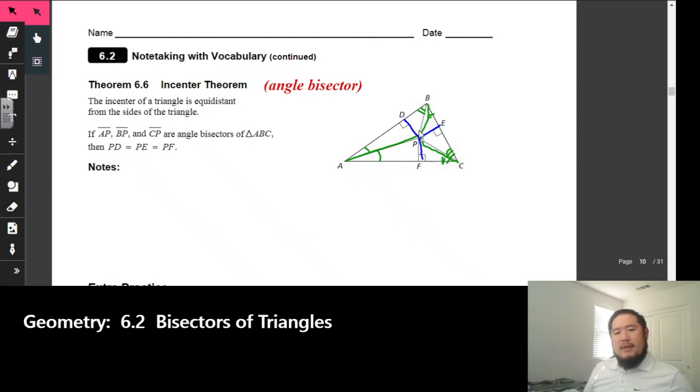Okay, but if you take a look, they've got this right angle. So these right angles right here, they're not perpendicular bisectors, they're just perpendicular to that side. And so all of these pieces or segments, which would be the right term, they are all congruent to each other. Therefore, PD is equal to PE, which is equal to PF.